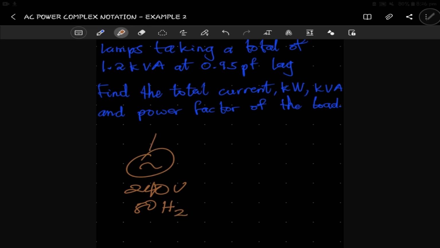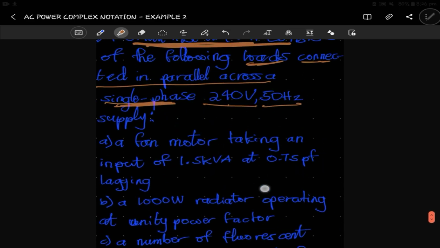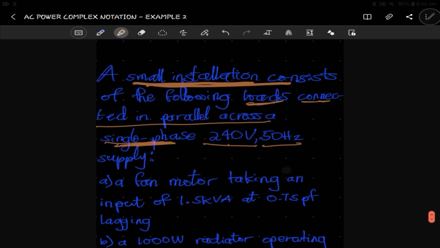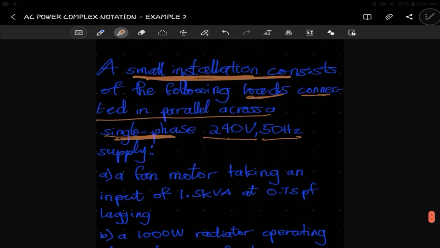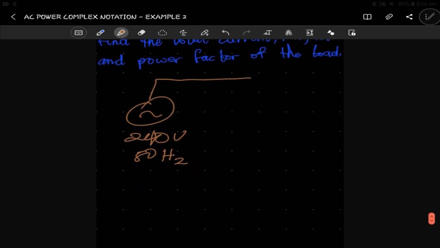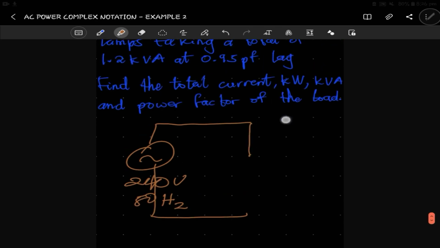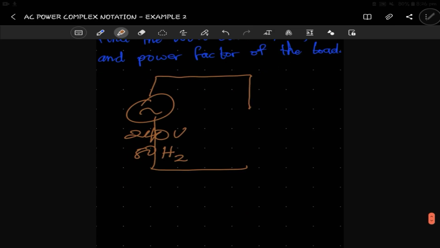And this is connected in parallel. It's connected across. All these parallel loads are connected across the voltage source, which is this that we've drawn. So let's do it this way. This will be the first one. If this is the motor, let's make a symbol for the motor, something like this. Okay, so that's the motor.